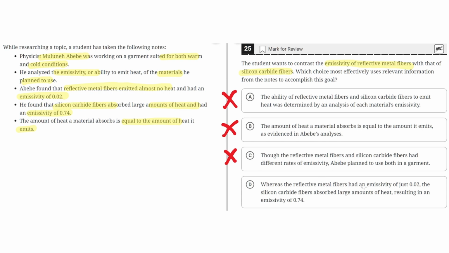D. Whereas the reflective metal fibers had an emissivity of just 0.02, the silicon carbide fibers absorbed large amounts of heat, resulting in an emissivity of 0.74. This is the correct answer because it properly compares the emissivity of the two fibers, where reflective metal fibers had an emissivity of just 0.02 and silicon carbide fibers had an emissivity of 0.74. So D is the correct answer.